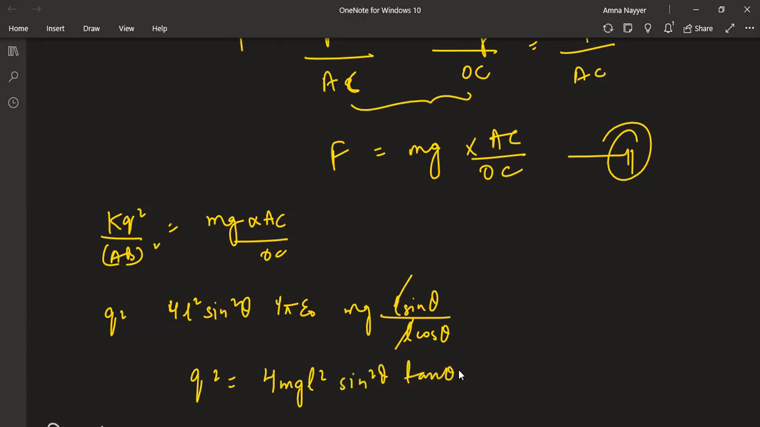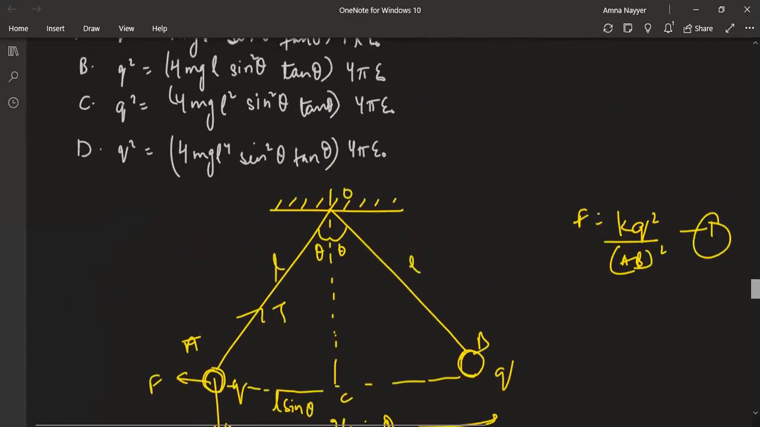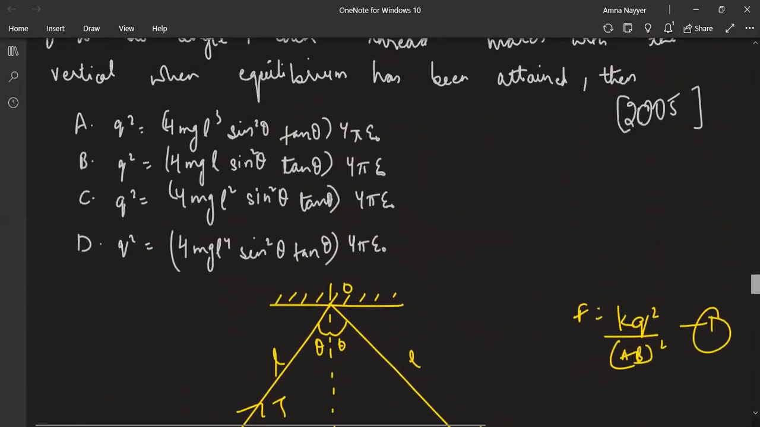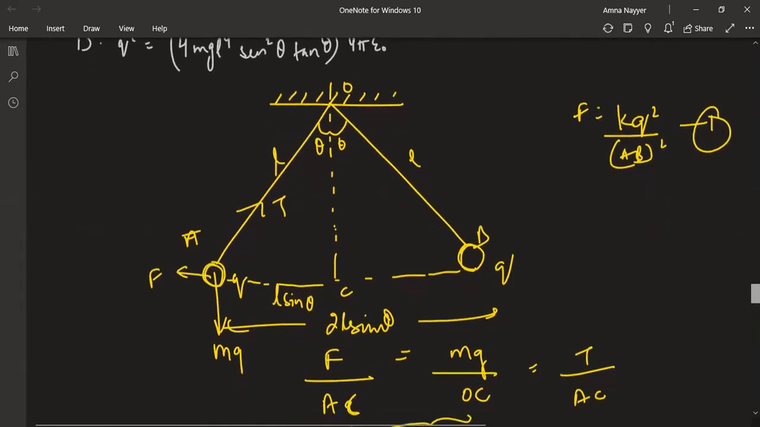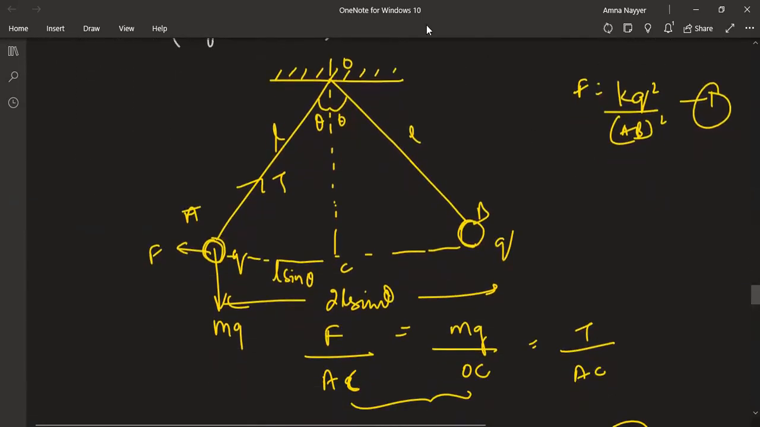This is one of the tough questions which are available. So do practice it. If you have any doubt, let me know. I'll wait. Then we'll move on to the next question. So the answer will be option C. Q square is equal to 4 mg L square sine square theta tan theta into 4 pi epsilon. Note it down, class.